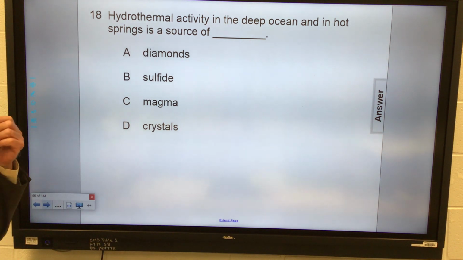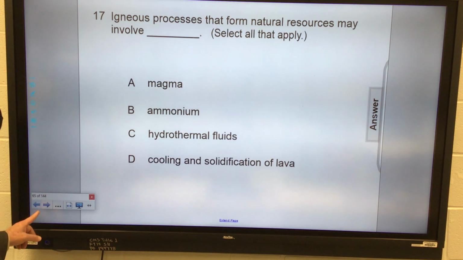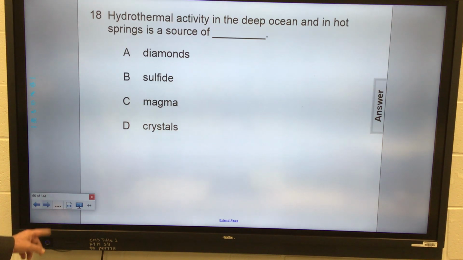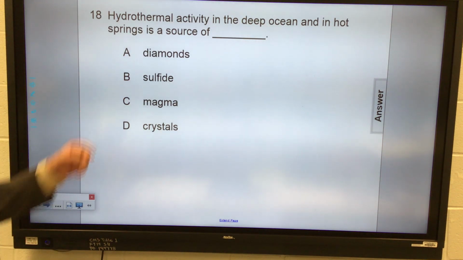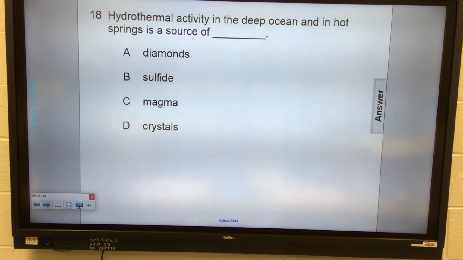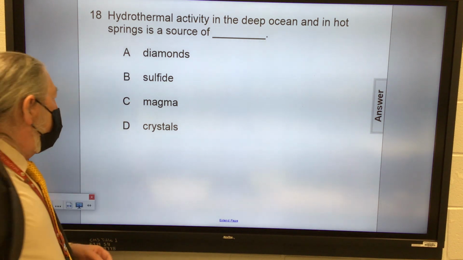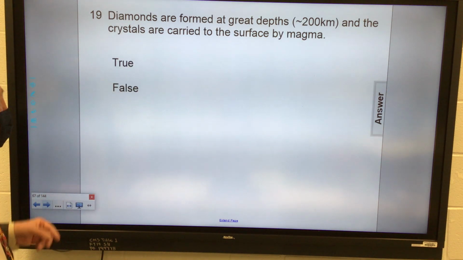Diamonds or sulfide? We just talked about that right here. Okay. Diamonds or sulfide, these hydrothermal activities in the ocean and in the hot springs. What do we get from those? It's a source of something. Diamonds or sulfides? Mark your answer.